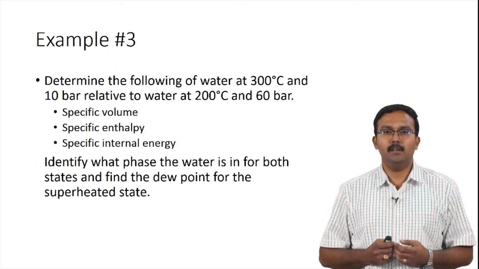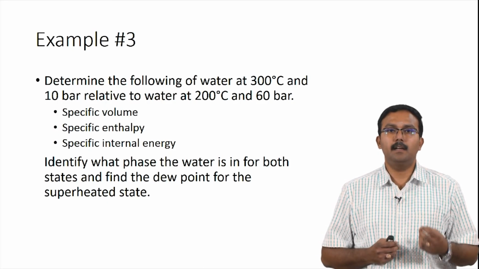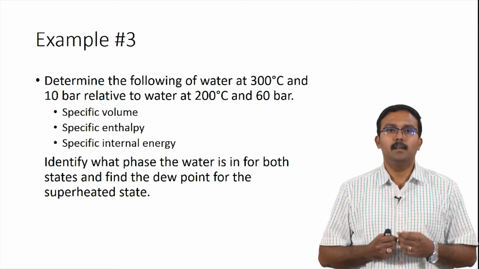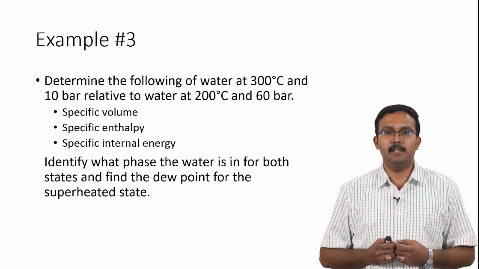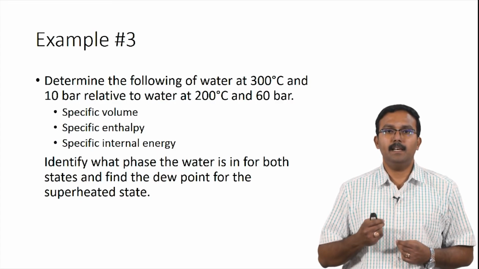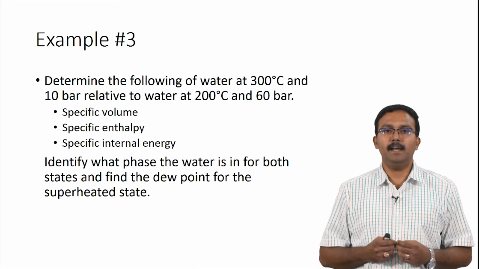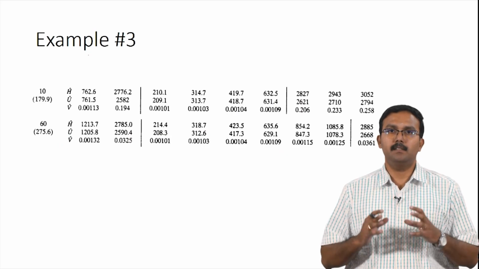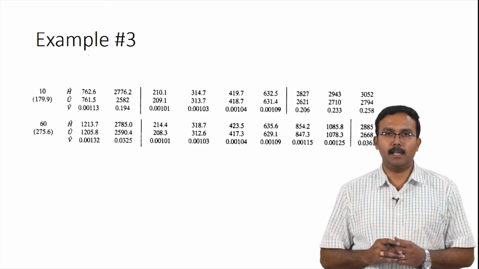Determine the following for water at 300 degrees Celsius and 10 bar relative to water at 200 degrees Celsius and 60 bar: specific volume, specific enthalpy and specific internal energy. You have also been asked to identify what phase the water is in for both states and find the dew points for the superheated state. What I have done here is take out the relevant portion of the steam tables for performing the calculations.